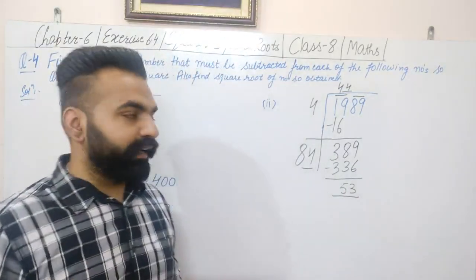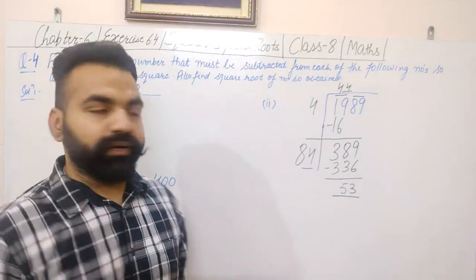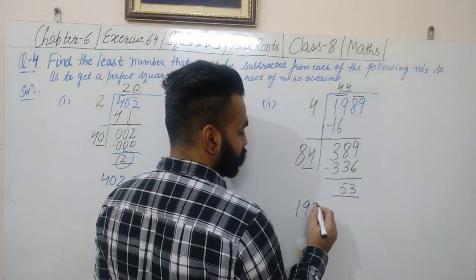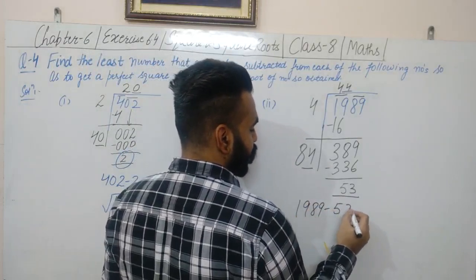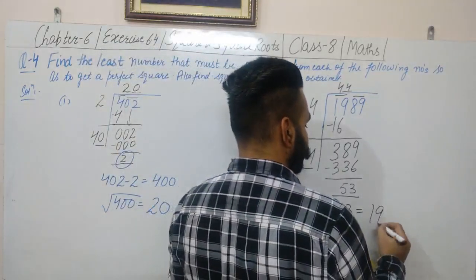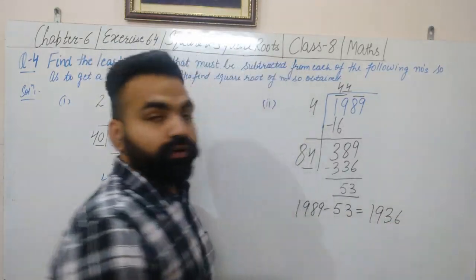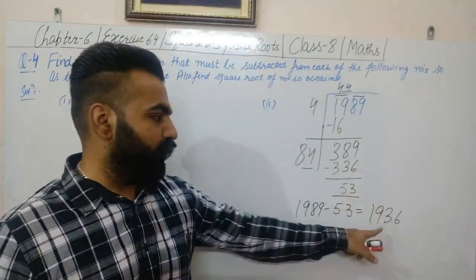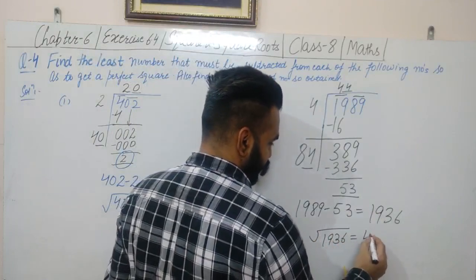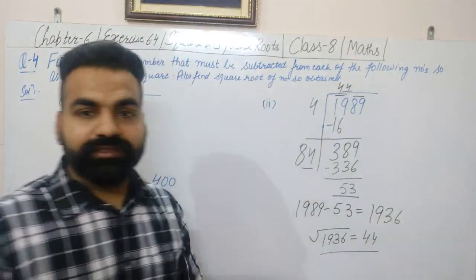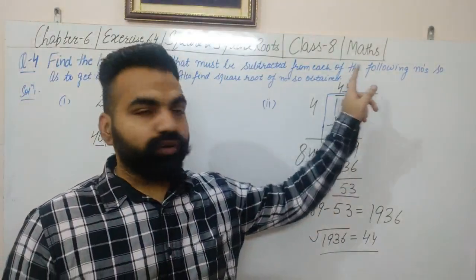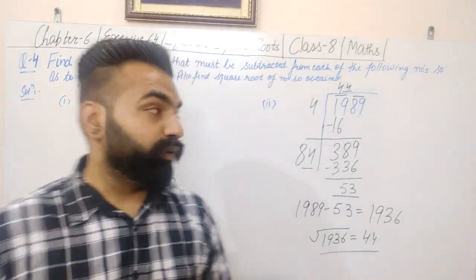Now we can see that the divisor is greater than the remainder, so we can't do further division. So we have to subtract 53 from 1989, the given number. This will be equal to 1936. And the quotient here will be the square root of this number. So the square root of 1936 will be 44. In this way we have to subtract the remainder from the given number, that will be our new number, and the quotient will be the square root of that new number.